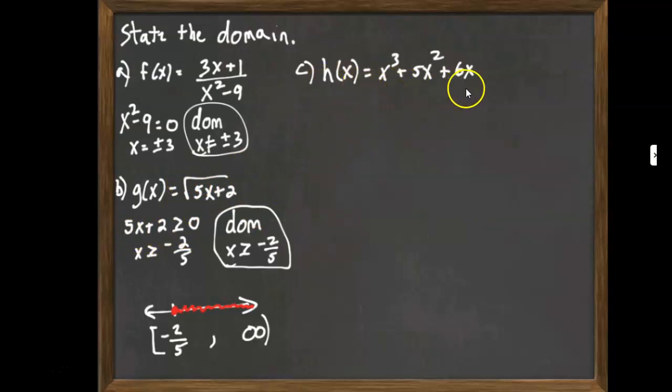And since it lacks the two things that could possibly violate domain right now, then we know this actually works for everything. And therefore we can just say, hey, domain is all real numbers. We don't have to write anything else down. We recognize that it doesn't have the things that could violate domain. And so therefore we have domain of all real numbers.